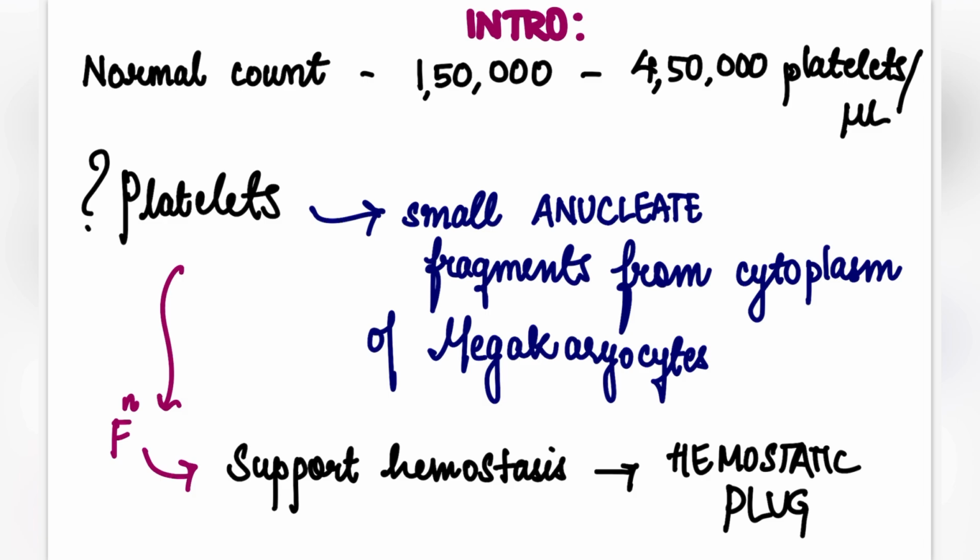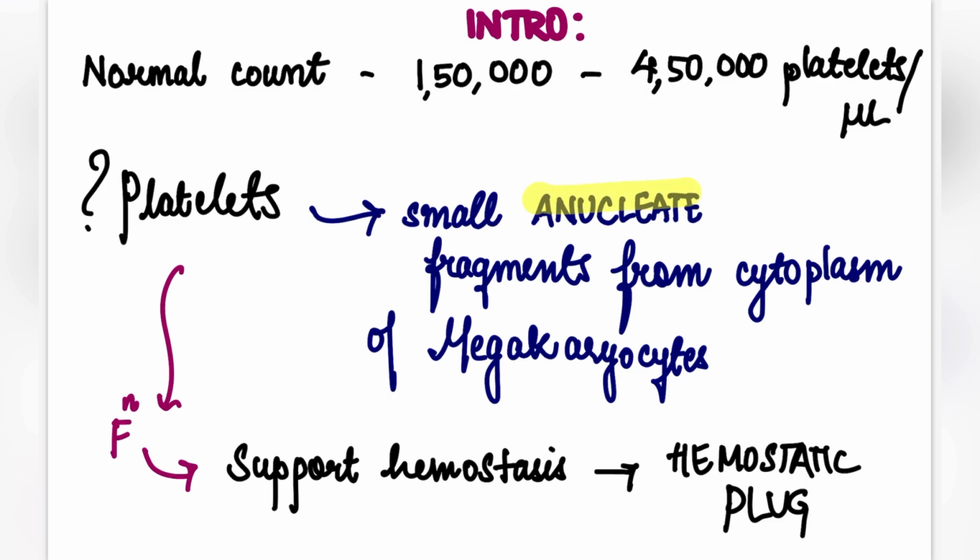So coming to the introduction, what is the normal platelet count? This reference is from Dacie and Lewis, which is a book of practical hematology, 12th edition. Here we can see that the normal count of platelets in adults ranges from 1,50,000 to 4,50,000 platelets per microliter.